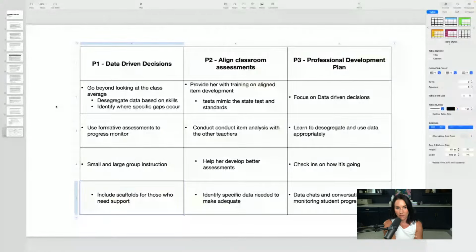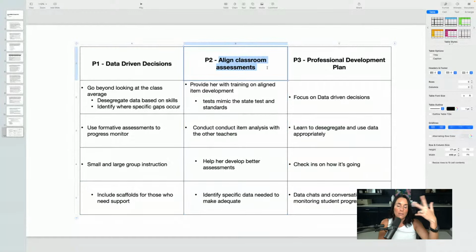All right. Notice I was specific on what I'm going to do and I say why it's important. So that's about 5-6 sentences there. So paragraph 1 is done. Paragraph 2, we're going to work on aligning classroom assessments to the actual assessment at the end of the year. So we're going to provide her with training on item alignment, and that's going to help her have her test mimic the state test and the standards. Okay, so that's what we're doing.